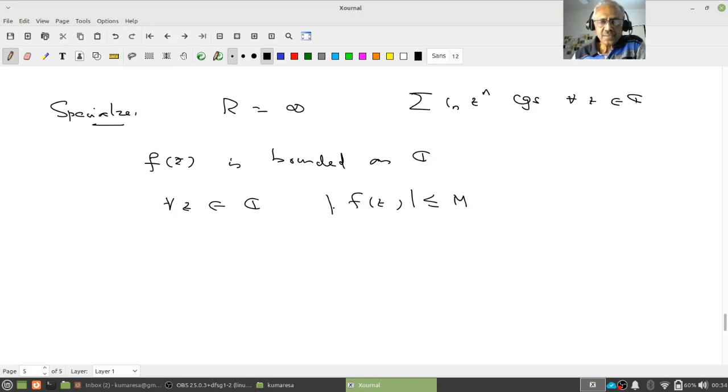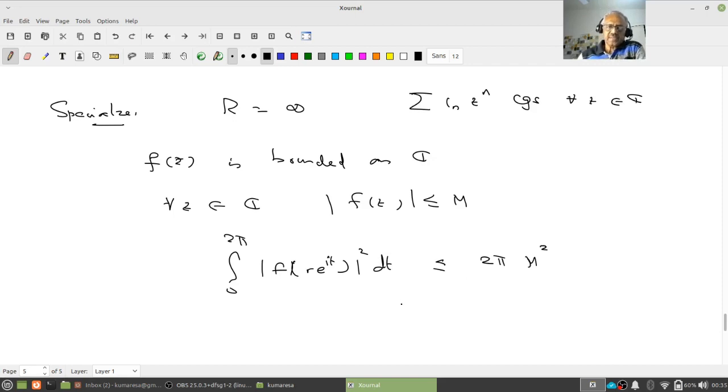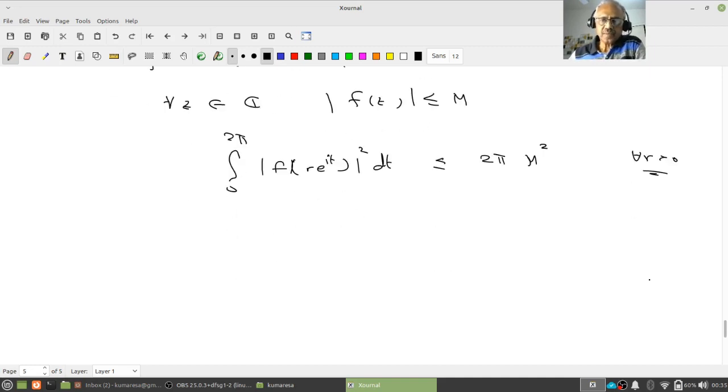Now, what do I know about the integral from 0 to 2 pi of mod f of r e to the power i t, whole square, dt? For every r, this is going to be less than or equal to 2 pi M squared. Just make sure I am writing correctly. Yes, it is independent of r. Alright.